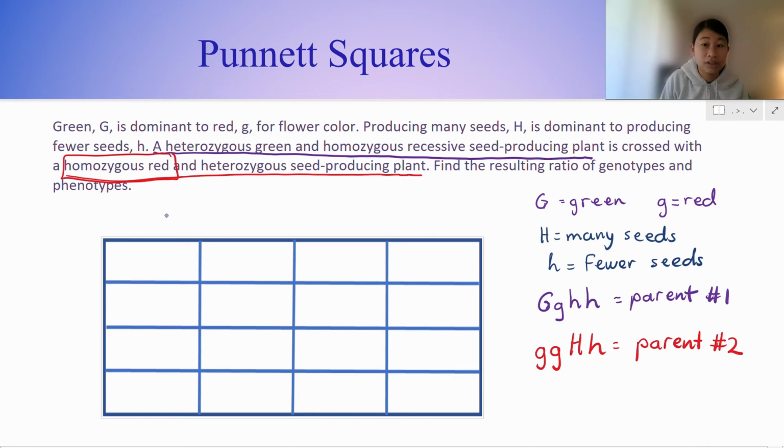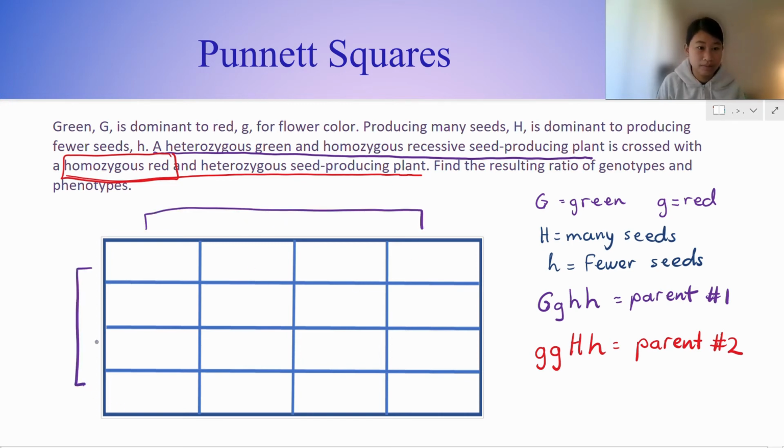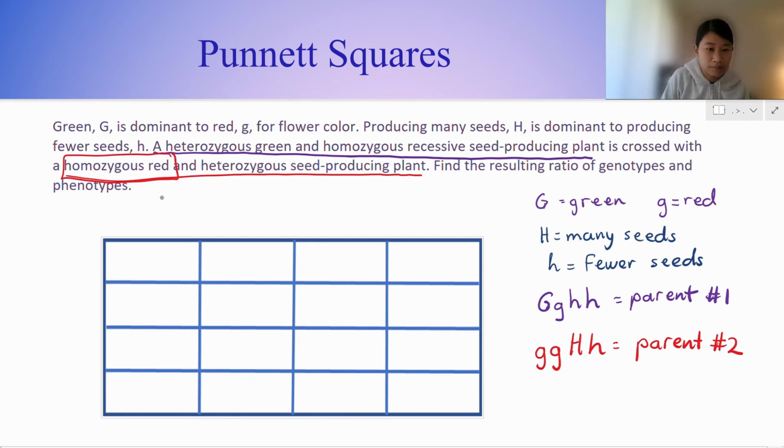A dihybrid cross is similar to the monohybrid cross. However, we're dealing with 2 genes, so it's going to be slightly different. On the top part, we will have one parent, and on the side part, we will have another parent. Okay, and those will be the genotypes. But in each space, we'll be having 2 alleles. So instead of just one of them, we'll have 2.